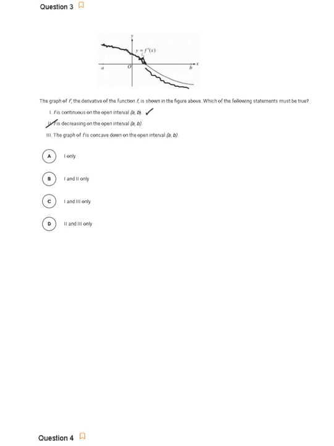Then we have the graph of f is concave down. Well, concave down means you'd have negative slopes on the graph of the slope. So sure enough, all these slopes are negative. So that would be true. So it would be 1 and 3 only.